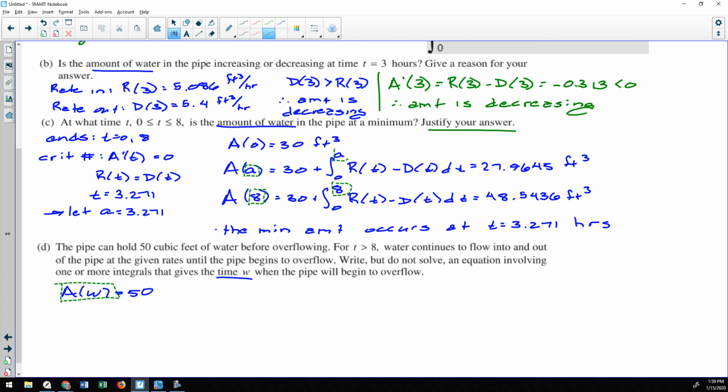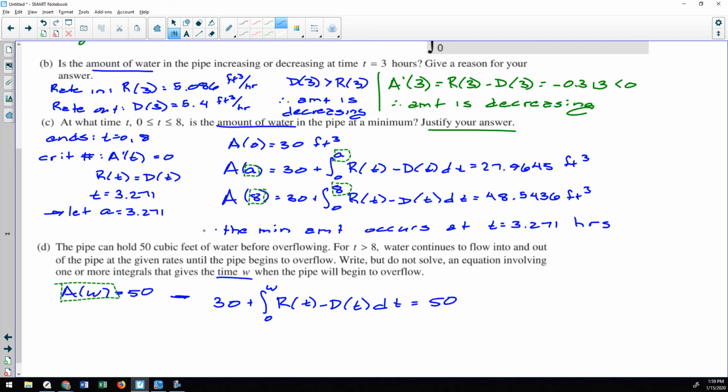My amount at time W will be 30 plus the area, or the antiderivative, from 0 to W of rate in minus rate out dt. That antiderivative right there will give me my amount at time W, and I need that to equal 50.